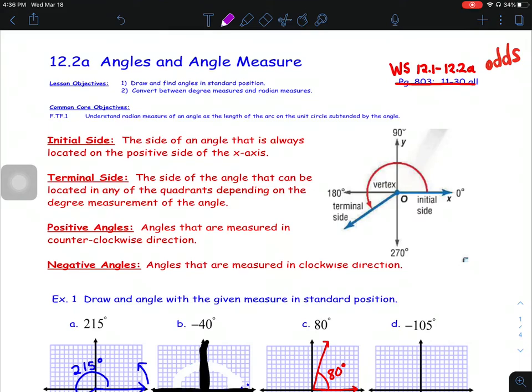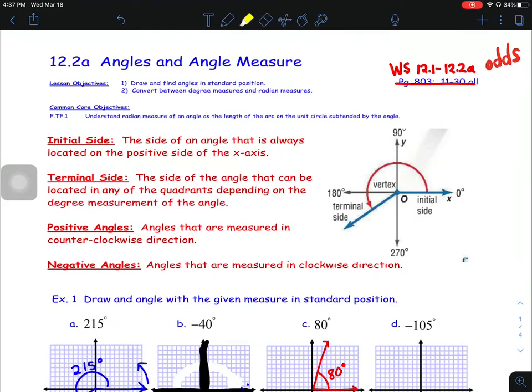We are going to go ahead and try to move on here to the next section, 12.2. We're going to see how this goes here. This can get a little bit tricky at times. There's a lot of terminology in this section. What we're going to be looking at in this section are angles: how to sketch them, and what the different parts of an angle are.